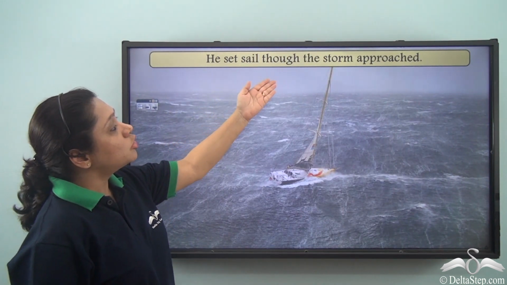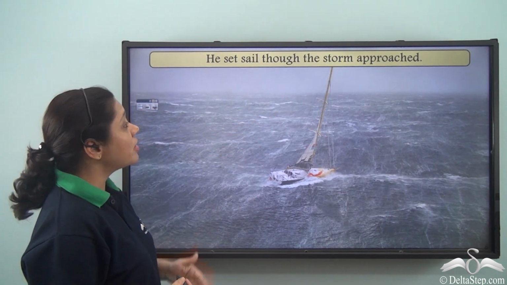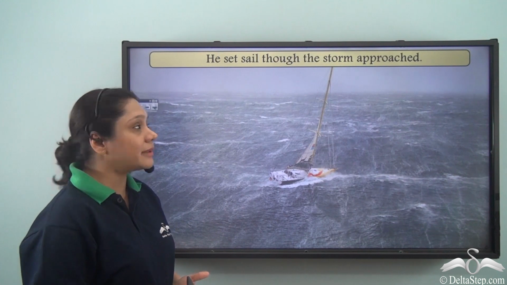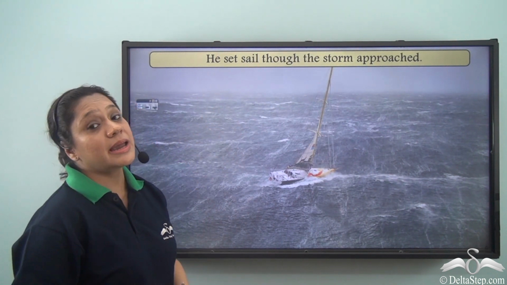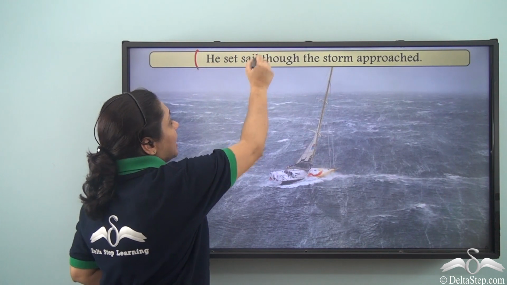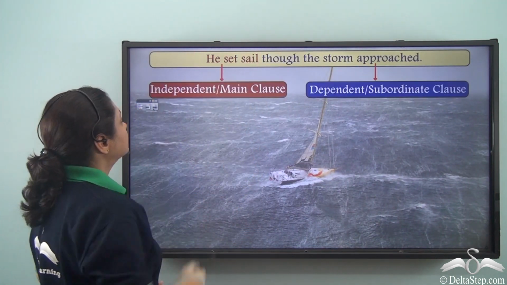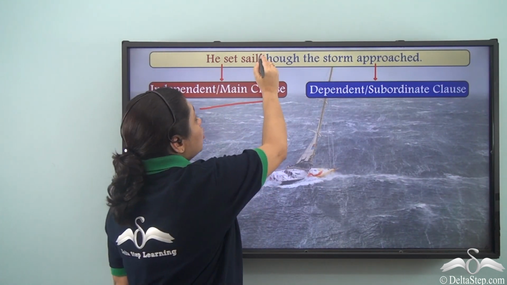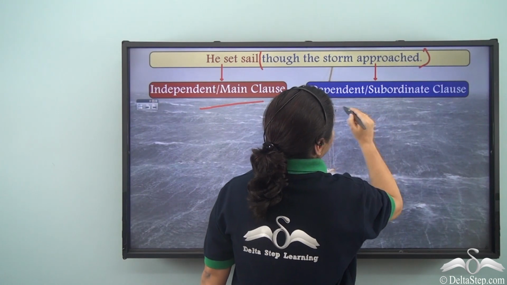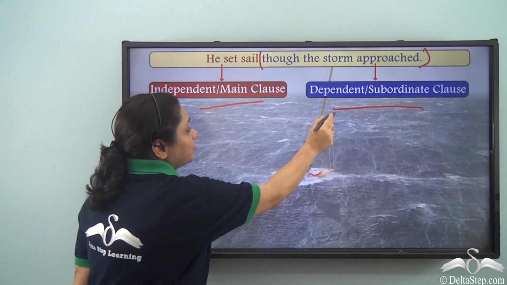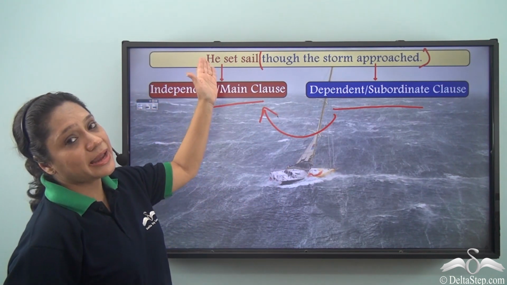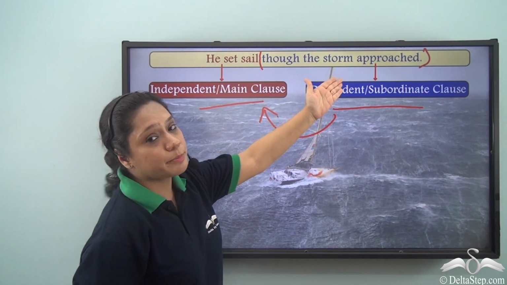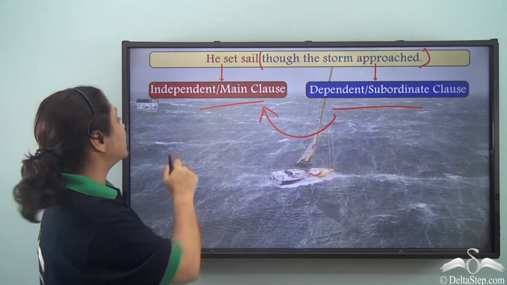"He set sail though the storm approached." So this sentence is also made up of two clauses. Let us identify them. "He set sail" is a part which can stand alone as a complete sentence. So "he set sail" is a main clause, whereas "though the storm approached" is a subordinate clause because it will not make sense till we write "he set sail." So "he set sail" is the main clause and "though the storm approached" is the dependent or the subordinate clause.